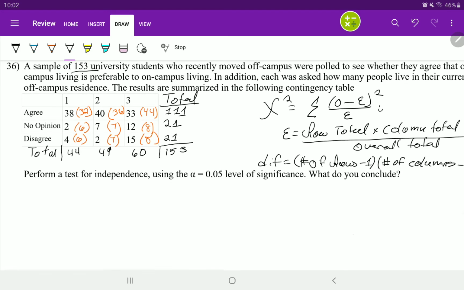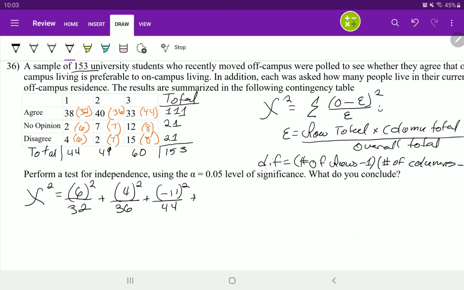It is the sum of your observed minus your expected, that quantity squared, divided by the expected. So for the first cell, agree in 1, 38 minus 32 is going to be 6. So it's going to be 6 squared divided by 32. 40 minus 36 is going to be 4. So it's going to be 4 squared divided by 36. 33 minus 44 is negative 11. Negative 11 squared divided by 44.